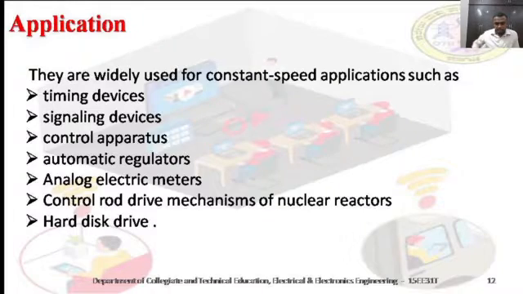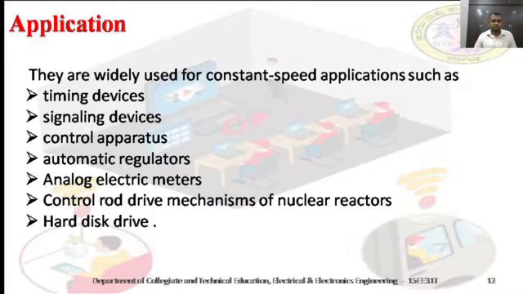So this is the application. The main point here is that it's used for constant speed. Irrespective of the load, the speed always has to be constant. For this purpose, we are using this reluctance motor. First, the timing devices: the clocks and analog watches will keep on rotating continuously at constant speed, so the speed should not vary with time. That's the timing devices.